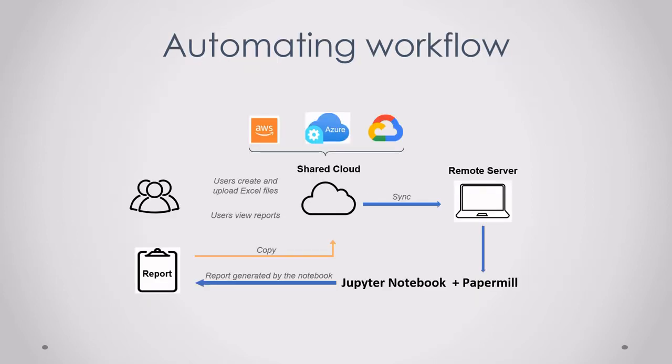Papermill can help in automating the overall workflow of an organization. It can seamlessly integrate with the cloud. The user just needs to upload the required data, and Papermill syncs with the cloud, pulls in the new data, injects it into the notebook, and uploads the results back in the cloud. The results can be in any format.